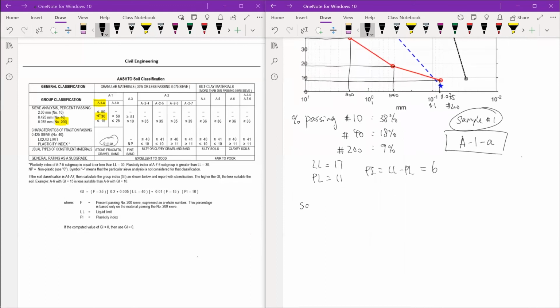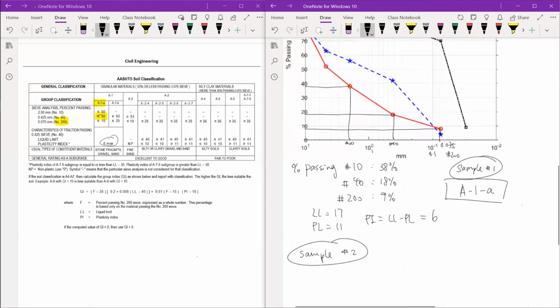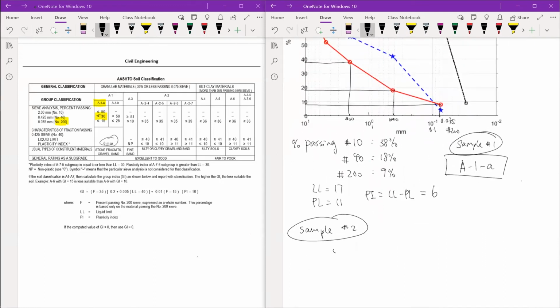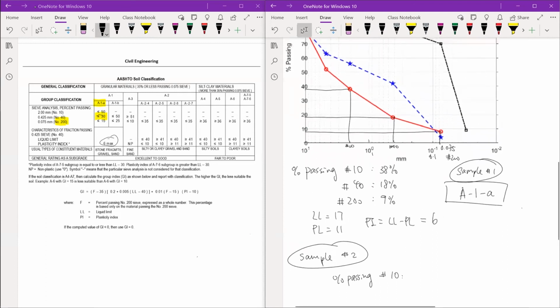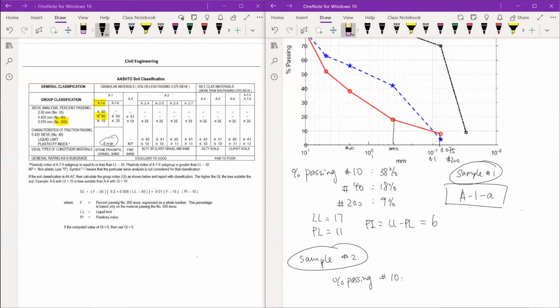For sample number 2, we go through a similar procedure. Our percent passing sieve number 10, which is 2 millimeters right there. We go up, and we get about 56%.